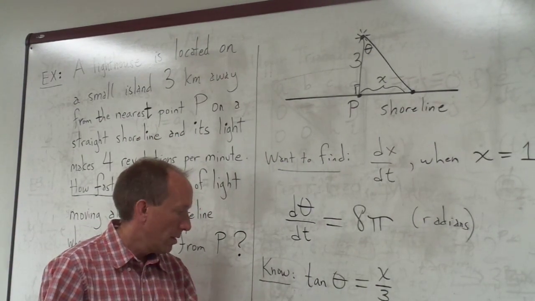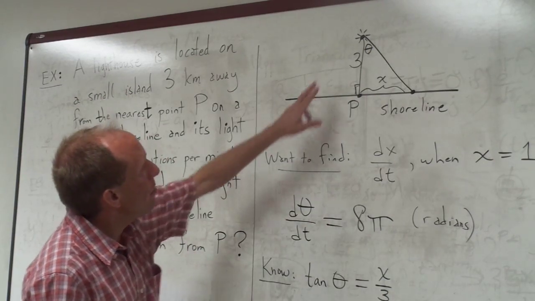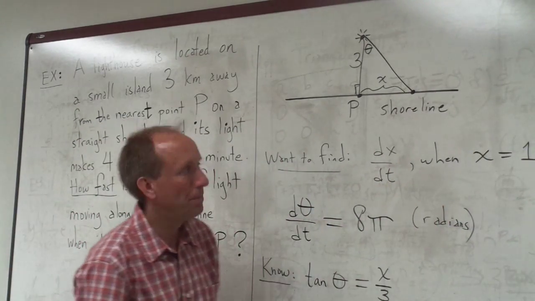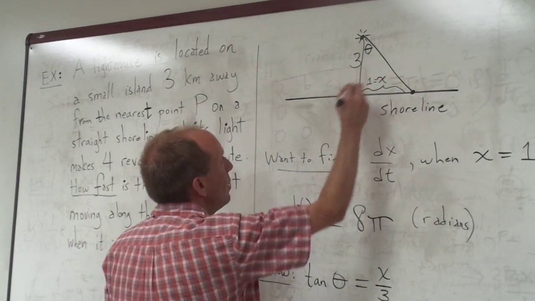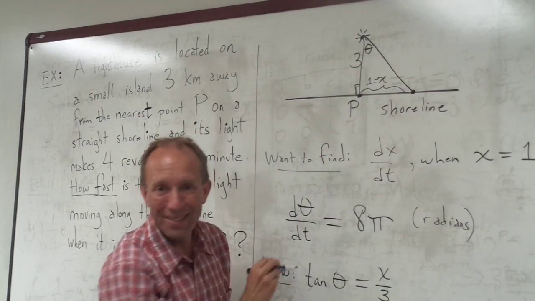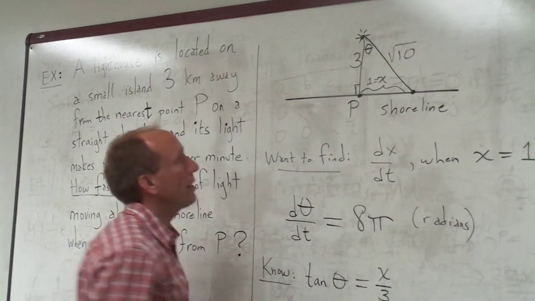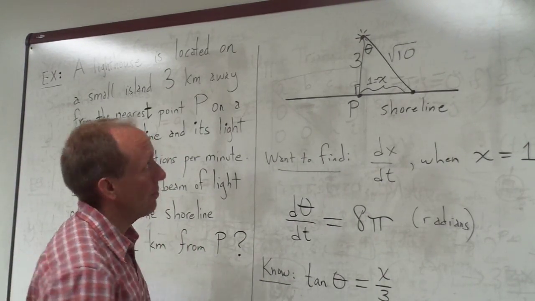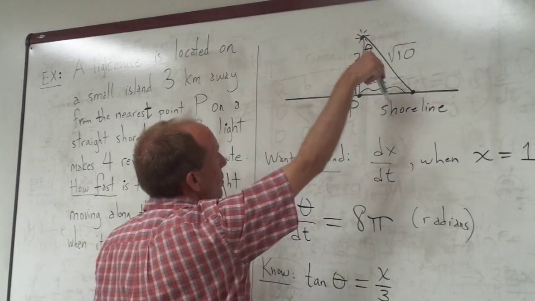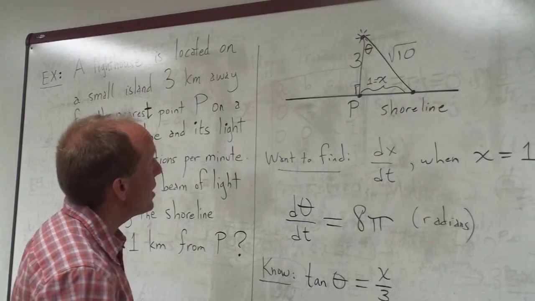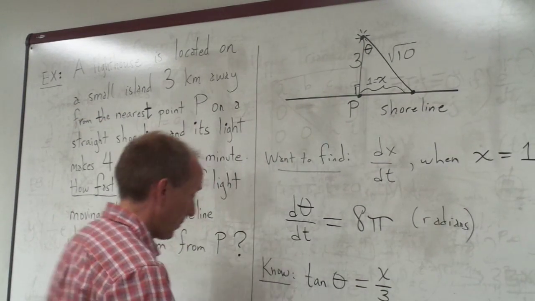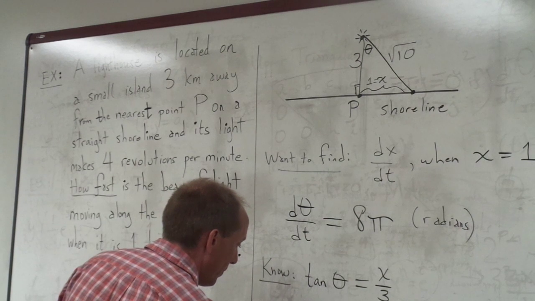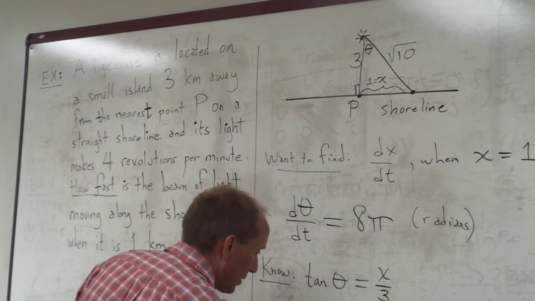What about the secant of theta, which is being squared here? We can come back to this triangle. Remember that we're trying to find dx/dt when x is equal to 1. When x is equal to 1, we can figure out the hypotenuse of this right triangle as a length of square root of 10 kilometers. And the secant is just the reciprocal of the cosine function. The cosine here would have been the adjacent over the hypotenuse, 3 over radical 10. So the secant, therefore, is radical 10 over 3. Let's plug that in. Radical 10 over 3 squared times 8 pi equals 1/3 of dx/dt.